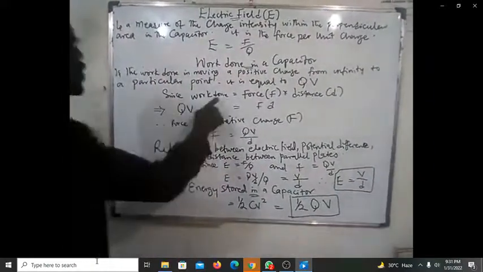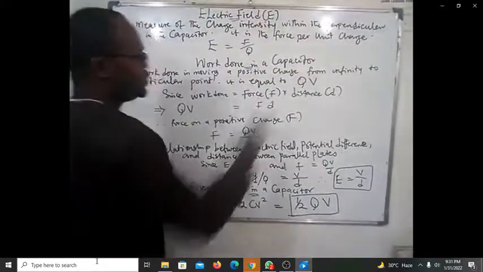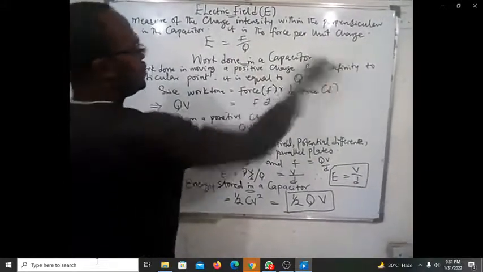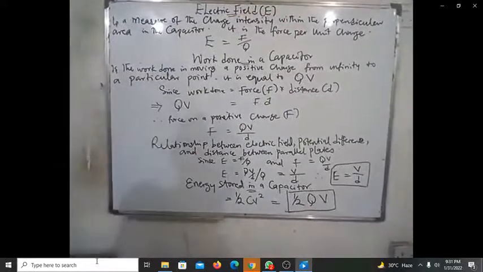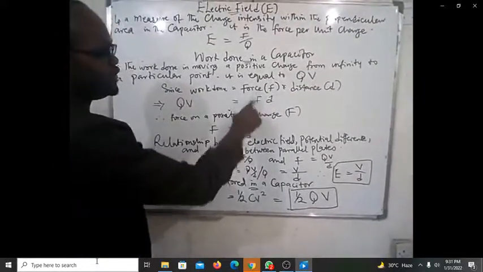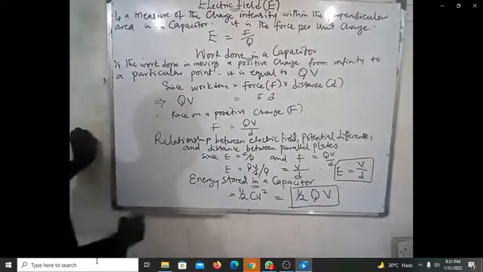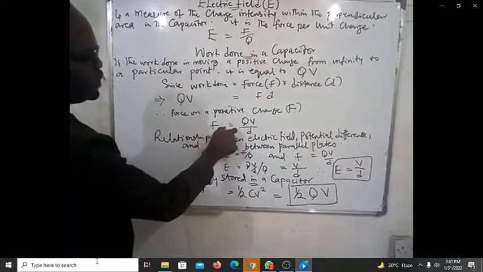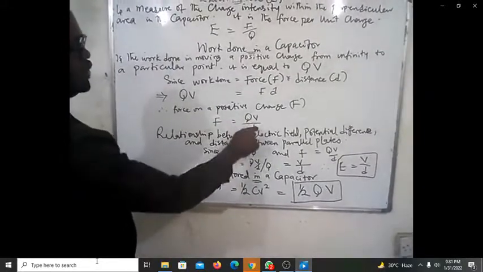And we all know that work done is equal to force times distance. So if we equate QV, which is the work done in moving a positive charge from infinity to a particular point in the capacitor, to the normal relation of work done, which is force times distance, we have, making F the subject of the formula, force is equal to QV all over D.